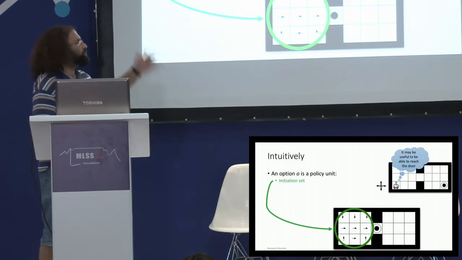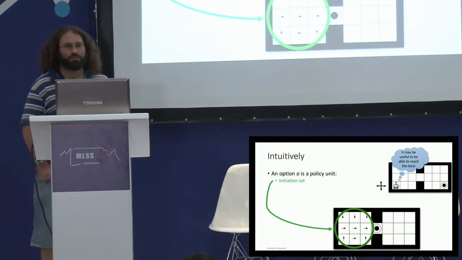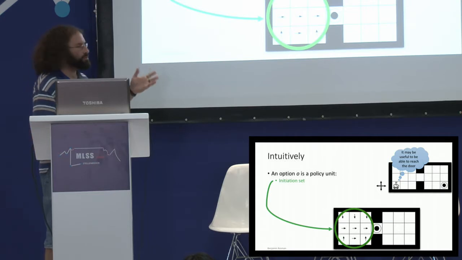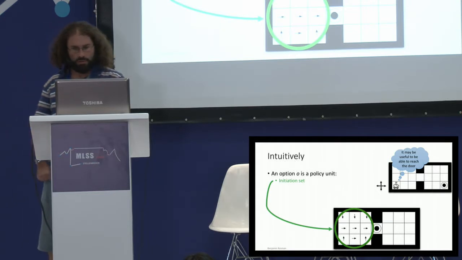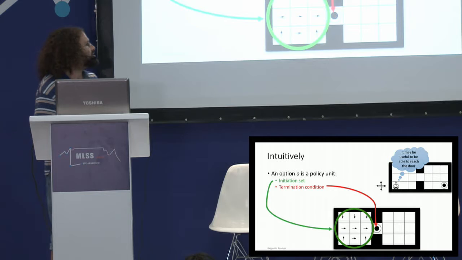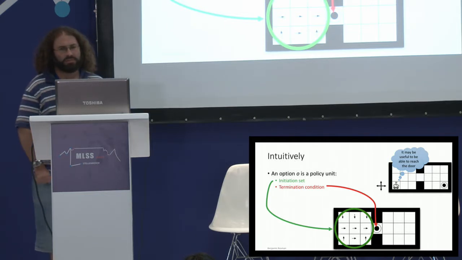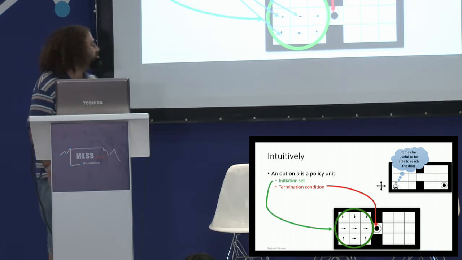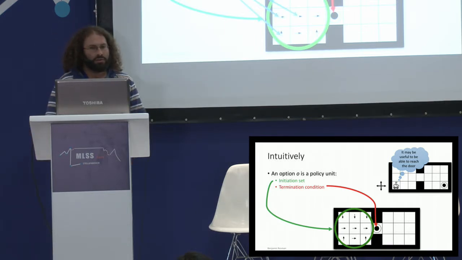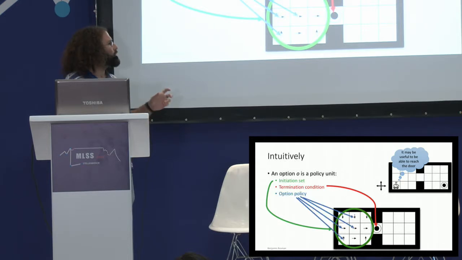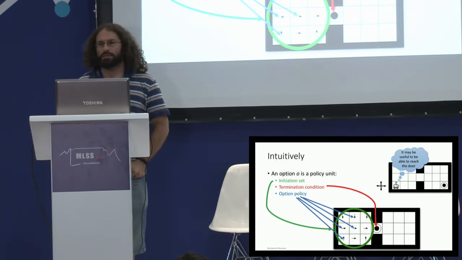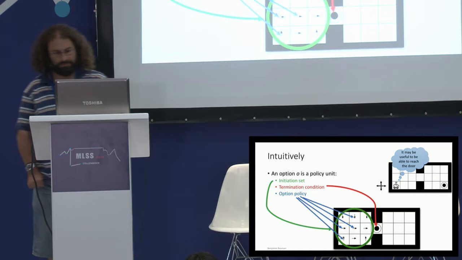So in this case, anywhere in this first room, I could run this option. It doesn't make sense to do it from somewhere else. Then I could have a termination condition which terminates with probability 1 in that doorway and 0 anywhere else. And then I've got a policy which just tells me how to move around under this option. So it's a tiny little program that's solving a small version of a reinforcement learning problem. Everyone following? Cool.